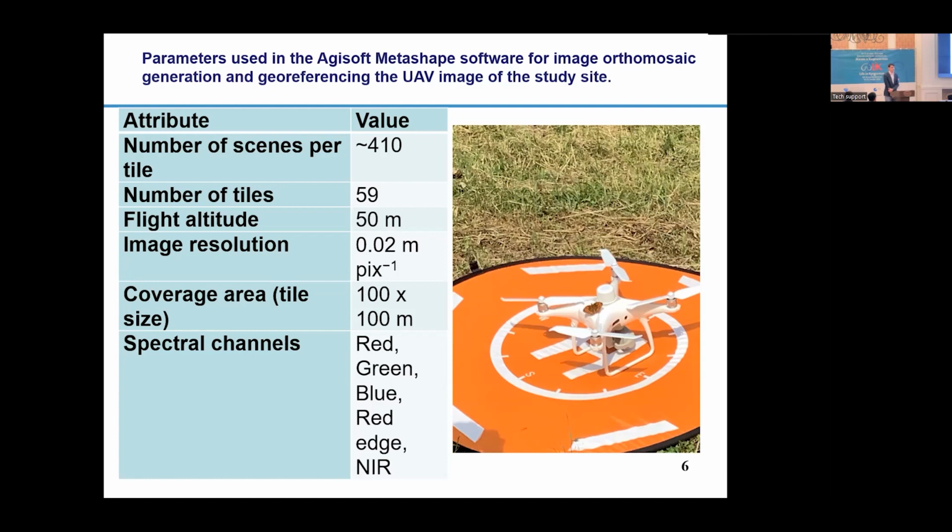Это было связано с тем, что для создания 3D-модели нам необходимо было перекрытие фронтальное и вертикальное порядка 90%. За один полет дрон совершал порядка 400 снимков. Данные снимки были сделаны мультиспектральной камерой, то есть использовались спектры красного, зеленого, синего цвета, ближнего инфракрасного и красного цветов, что крайне важно для расчета индекса NDVI.